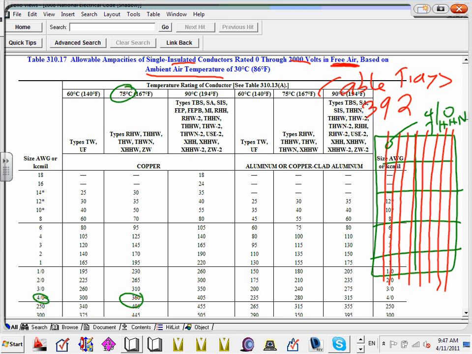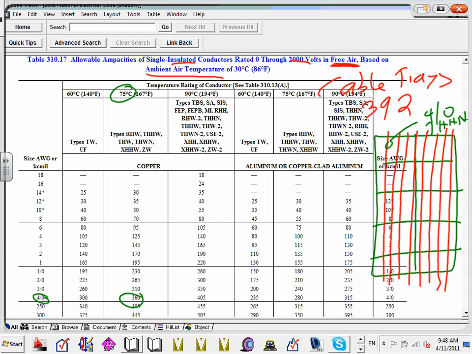From 310.16, 230. Do you see something different here? 360. Is there a huge amount of current? More? Can you guys see the difference? From 230, thank you, Spencer, from 4-aught, if you go to Table 310.16, it will carry 230, right?